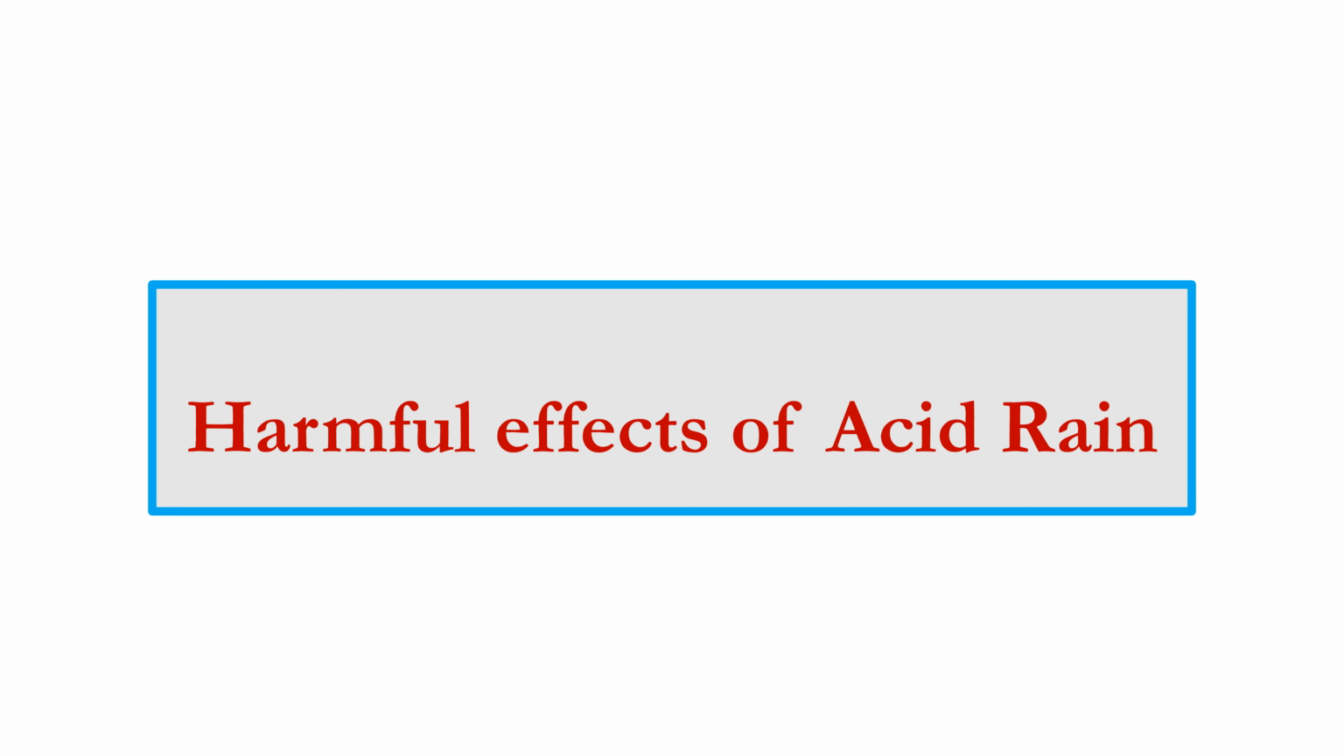Another harmful effect of acid rain is that it dissolves minerals like magnesium, calcium, and potassium from the soil. Acid rain also corrodes metals, textiles, paper, and leather. So these are some of the harmful effects of acid rain.